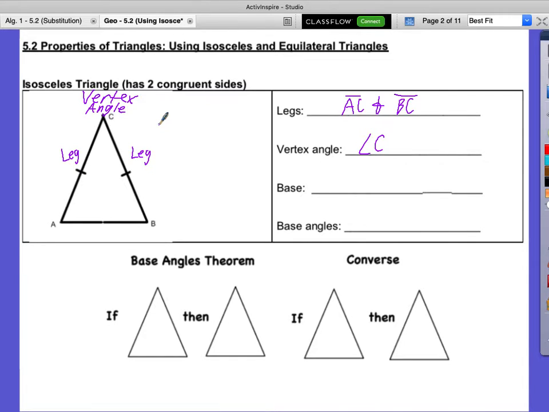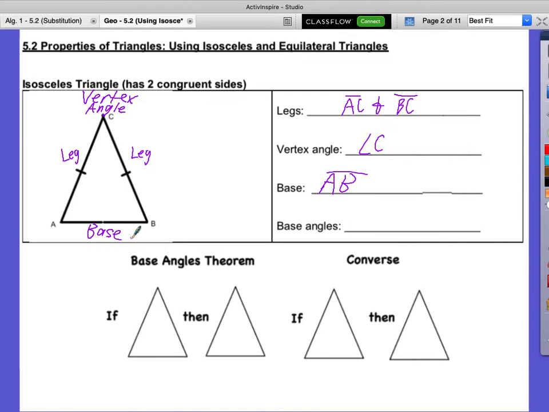Now, since we said the two congruent sides are legs, that means the non-congruent side will be our base. So what's our non-congruent side? What's our base for this triangle? Yeah, side AB, segment AB. That's our base. Now, the base doesn't have to be on the bottom. The base is just always the non-congruent side.